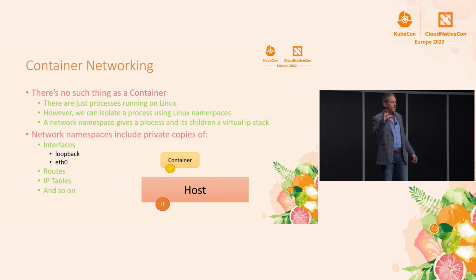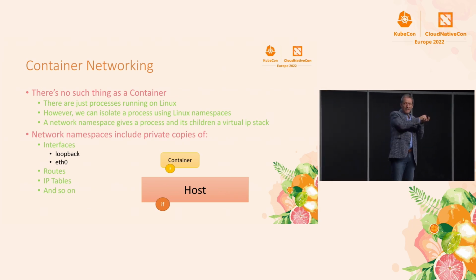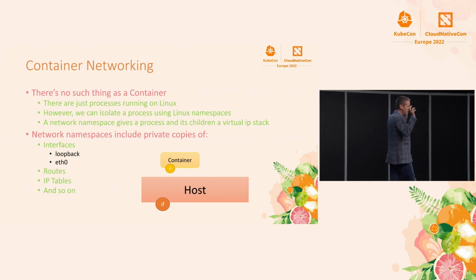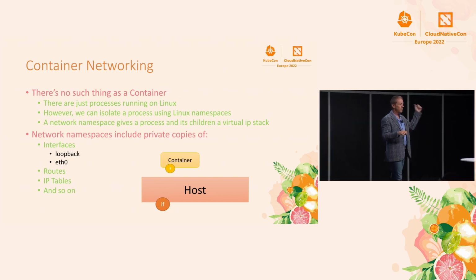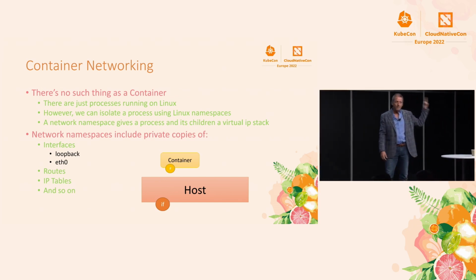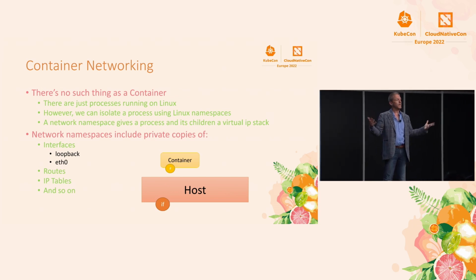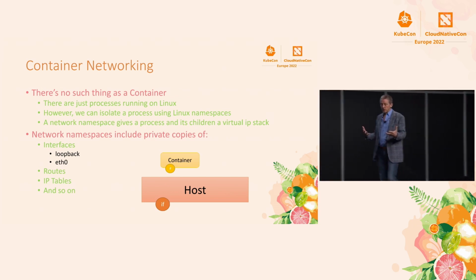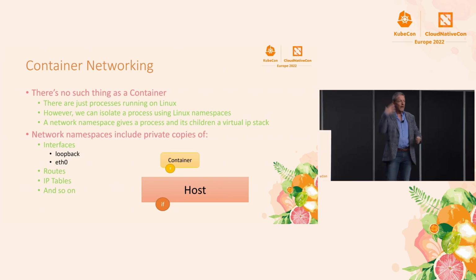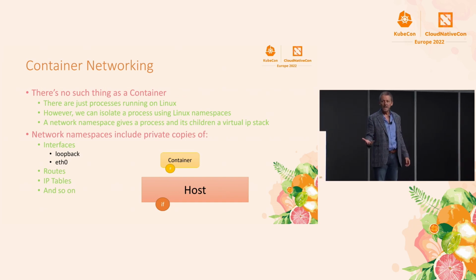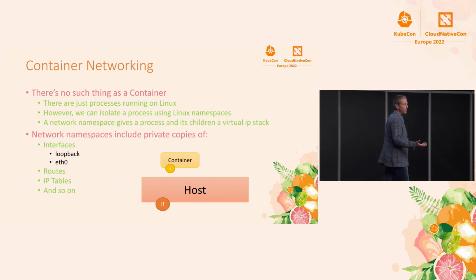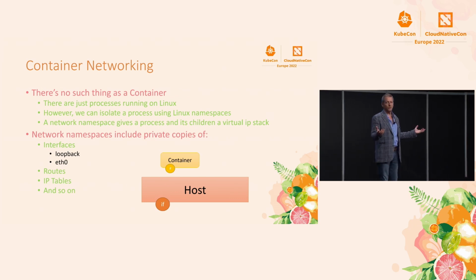A network namespace makes it so that a process can have its own virtual copy of the IP stack. Inside what we think of as a container, you have your own route table, your own iptables, your own interfaces, loopback, and things like that. So that's really useful because now we can reliably deploy things that listen on port 80 many, many times on the same computer because they all have their own interfaces. So this is magic, right?